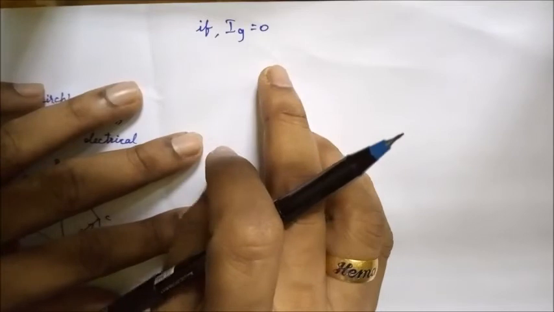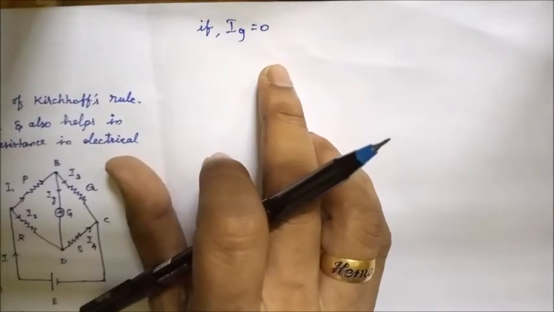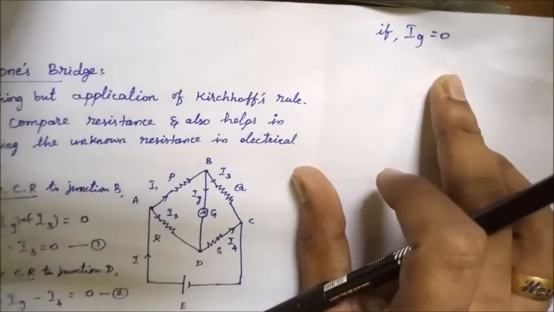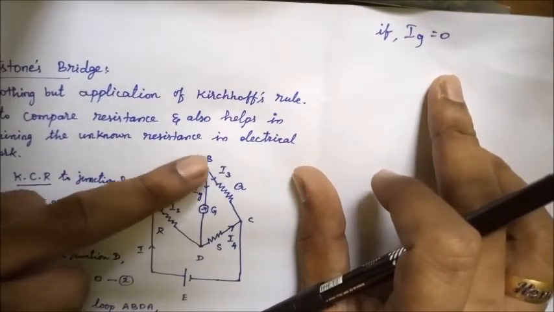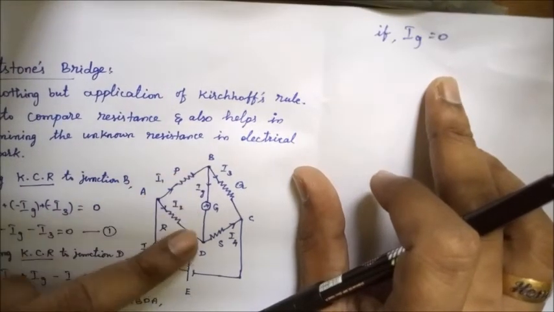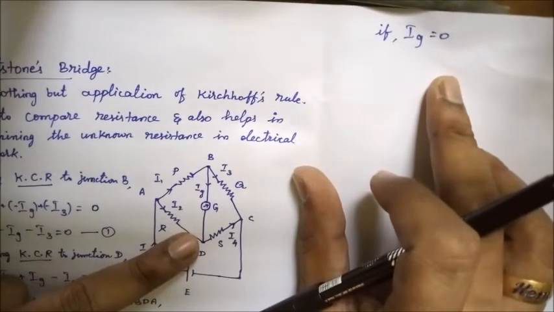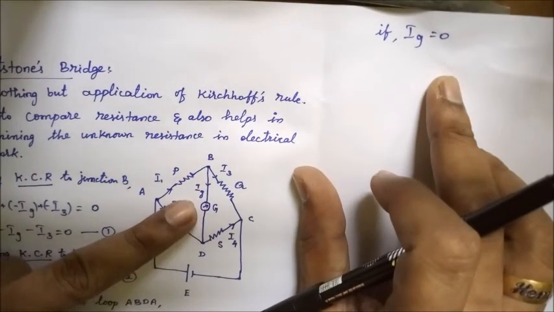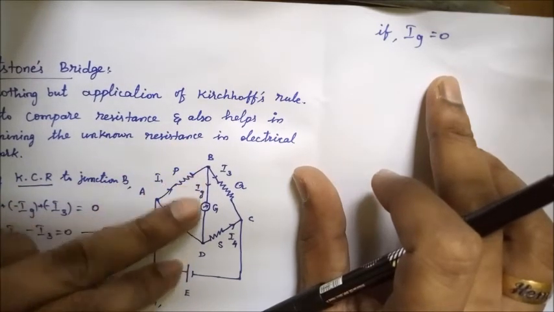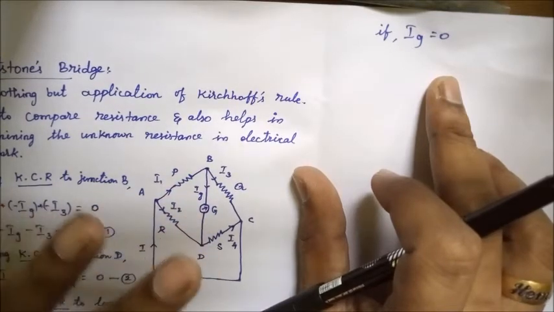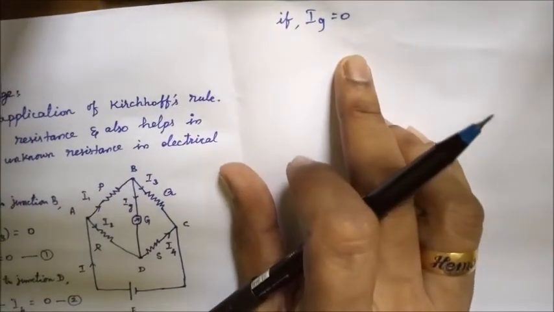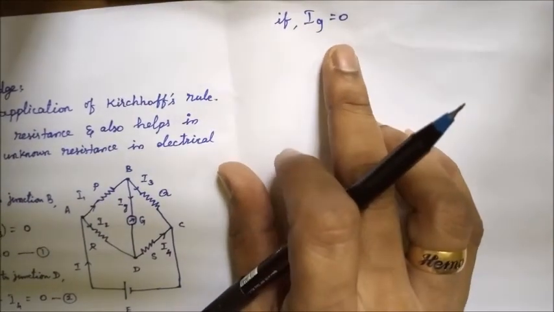Now, Ig is equal to 0. What does Ig equal to 0 mean? You can see the diagram. When the potential difference across B and D is equal, there won't be any flow of current through the galvanometer. So at that time Ig becomes 0. When B and D experience the same potential, there won't be any current through the galvanometer. So in that condition Ig is equal to 0.